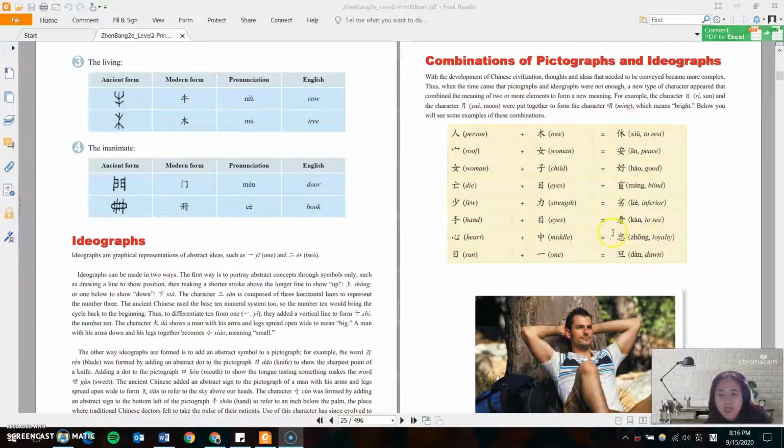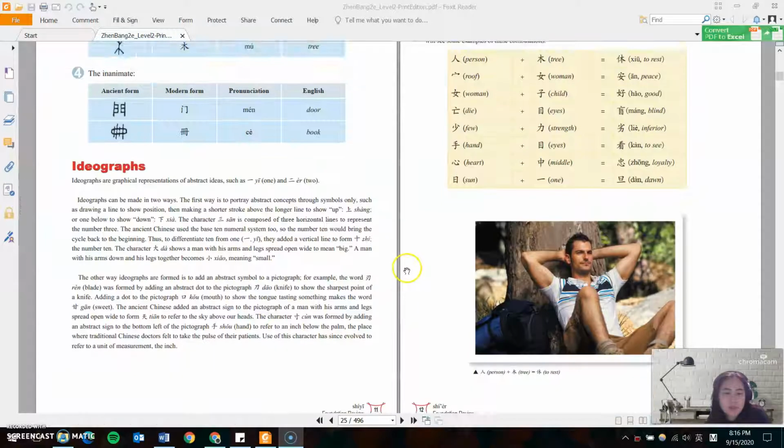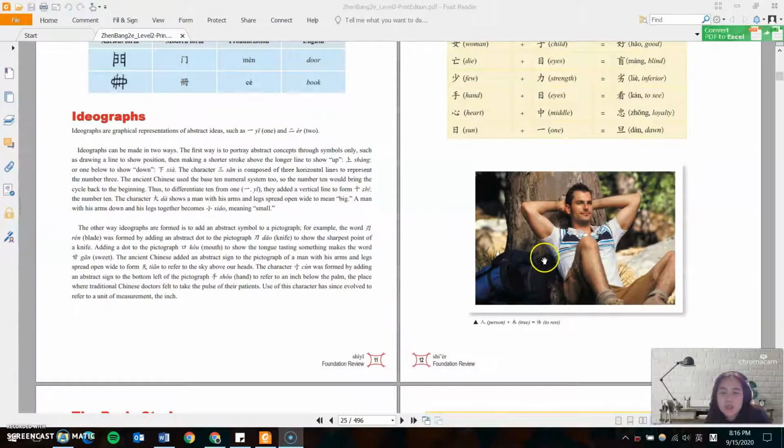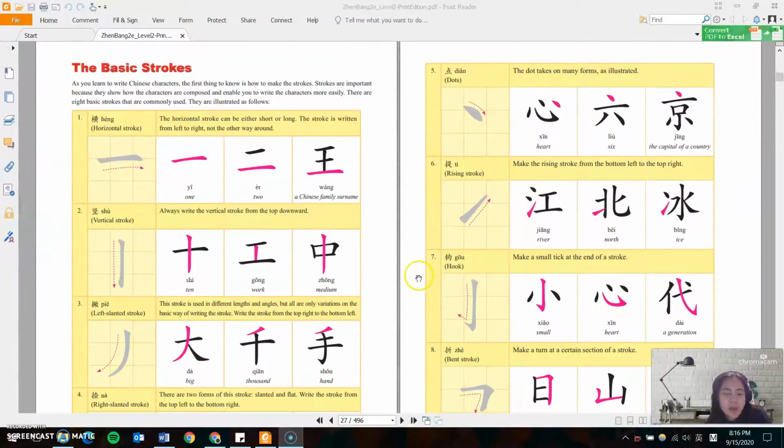So if your heart is in the middle, that means your heart is in the center and the right place. Not literally, right? But if your heart is in the right place, then you are a loyal person. 日和一就是旦, dawn. Okay.